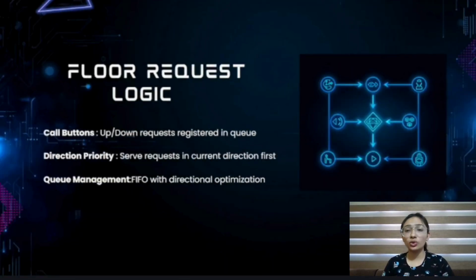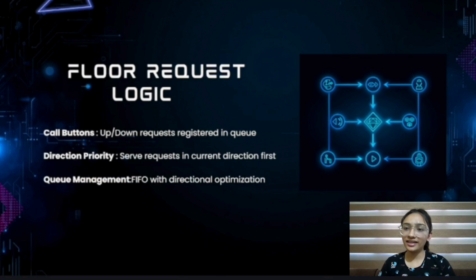Now a very common question is, what if there are multiple users? So the answer is over here. When multiple users request different floors, the system must decide which one to serve first. Obviously, the logic looks like this. The requests are stored in a queue.